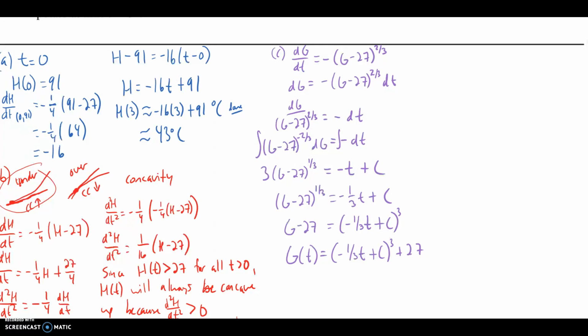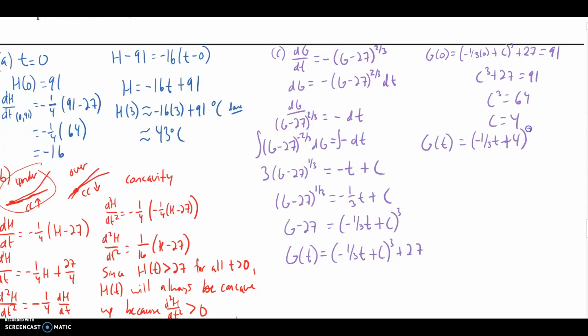And now we'll go ahead and solve for c, knowing that g of 0 equaled 91. So negative 1/3 times 0 plus c to the 3rd power plus 27 equals 91. So what we're going to get is c cubed plus 27 is 91. C cubed in that case would equal 64, and the value for c would just be 4. And so our actual g of t equation, again, make sure you write that final equation down, whether it is your last step or even if it's not, we still want to make sure we're showing the entire particular solution to whoever's grading our paper.